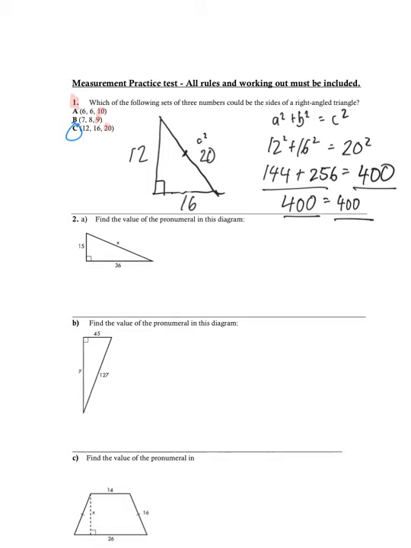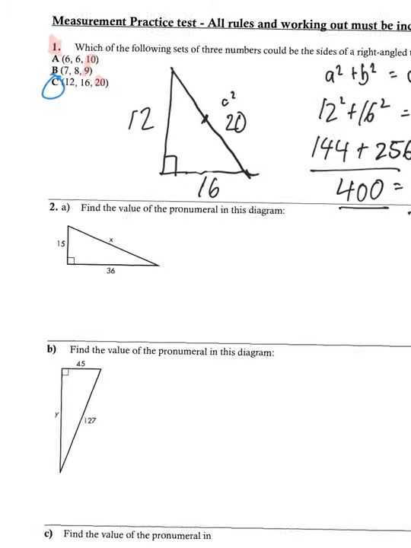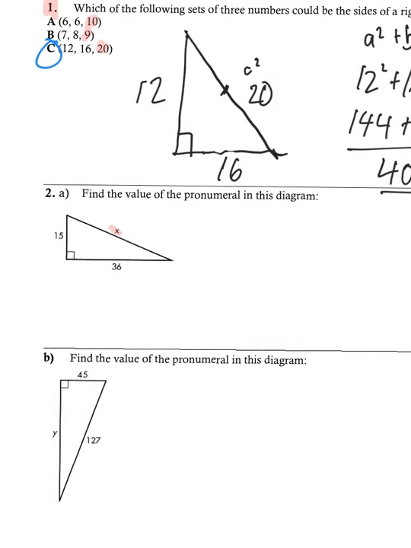Okay, so it's a right-angled triangle. We're trying to find, let me zoom in a bit better, we're trying to find the hypotenuse, this value here. Okay, and we're going to apply our Pythagoras rule. So a squared plus b squared equals c squared. Doesn't matter if you write it the other way, c squared equals a squared plus b squared. It's still the same thing.